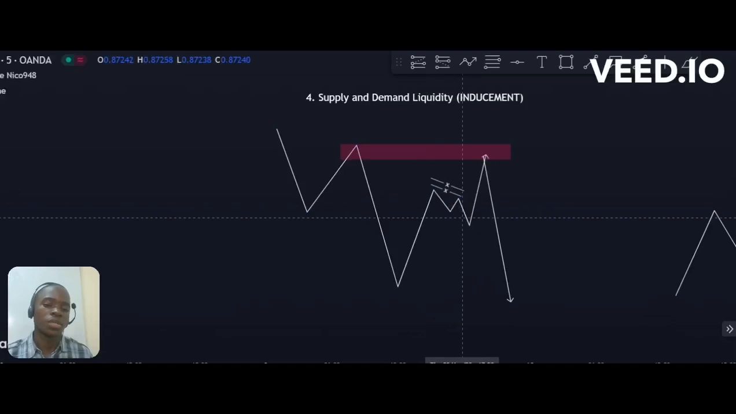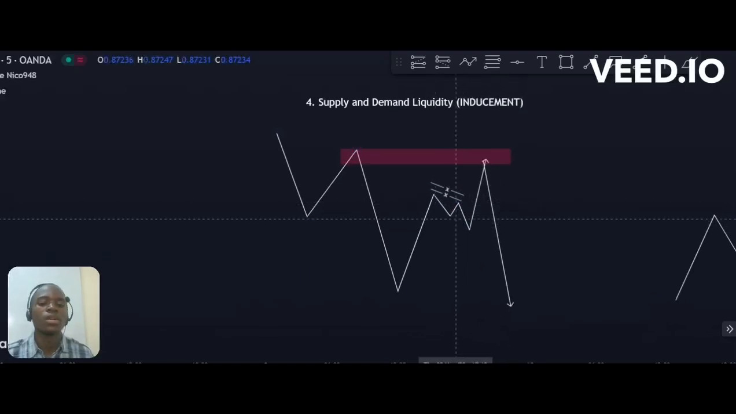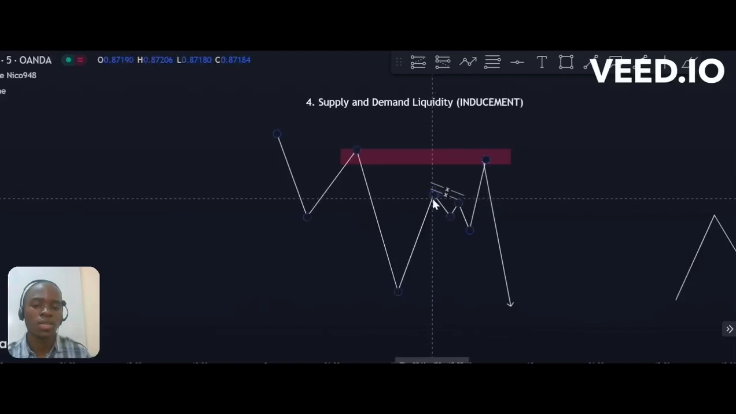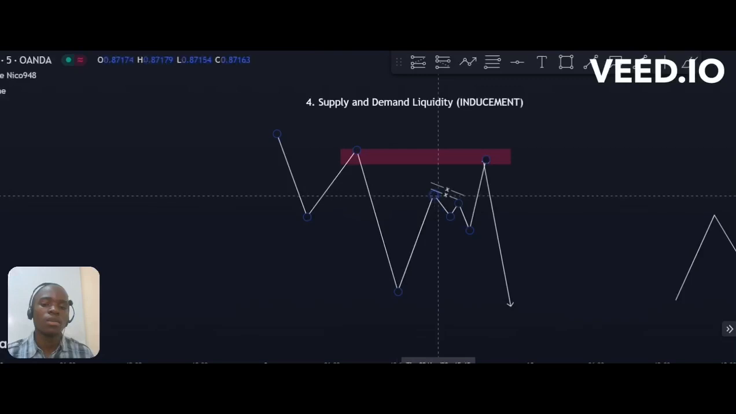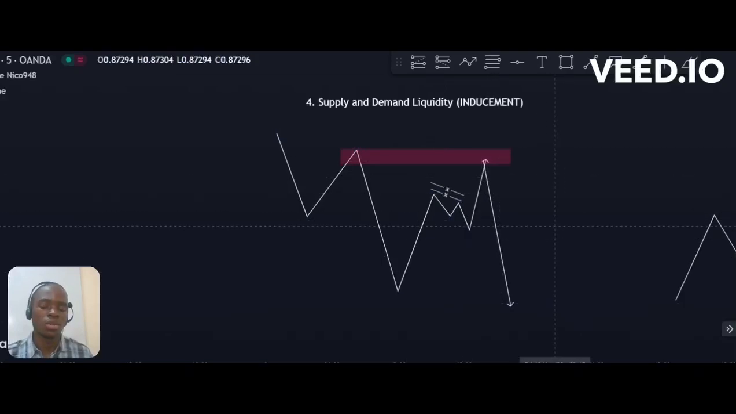A trader who is not patient enough will now sell. So what happens next? They come now and take them out. They stop them out before price taps into the supply zone and starts going to the downside. This is what we call inducement. They induce you to get into a sell trade. If you fall for the inducement, then they stop you out before they actually start going to the downside.